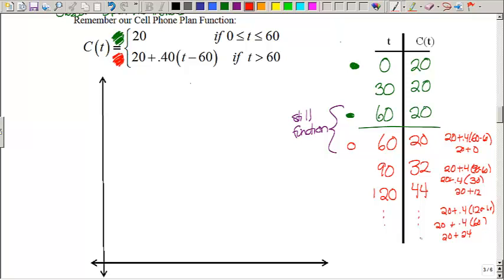Now I'd like to plot this function. I know my t's I have to have from 0 all the way till 120. On my C of t direction, I would like to have at least 0 to 44. I'll walk up in increments of 5.